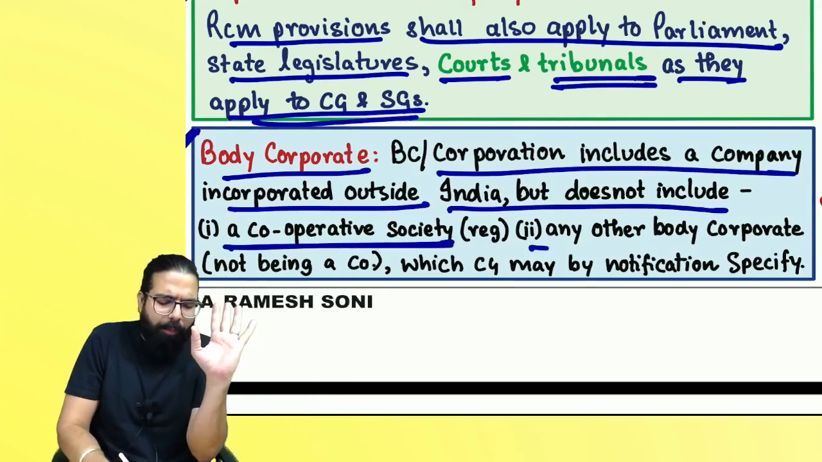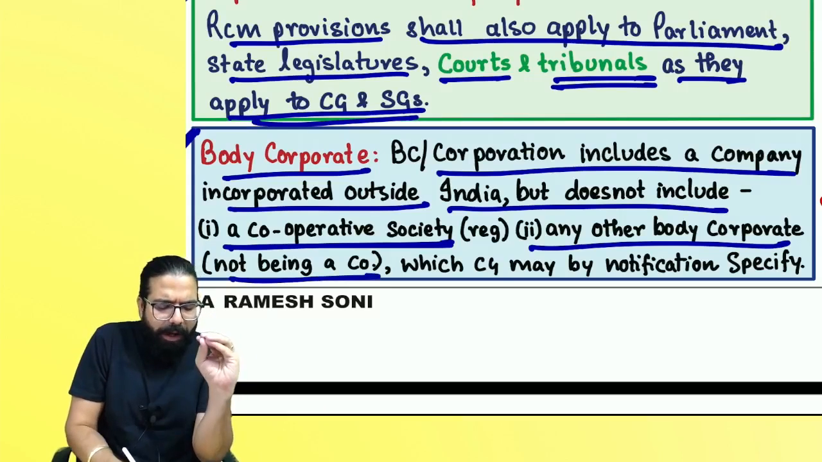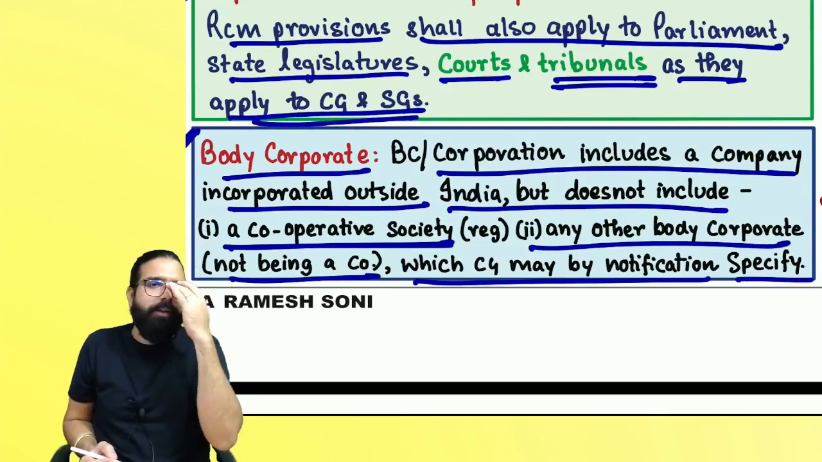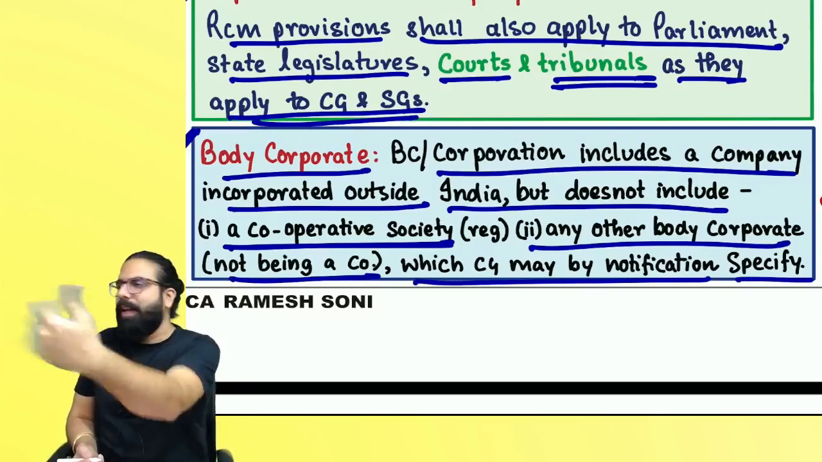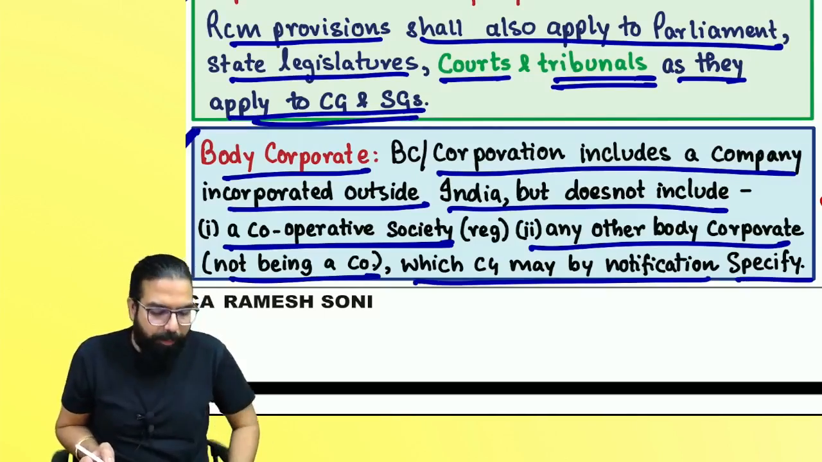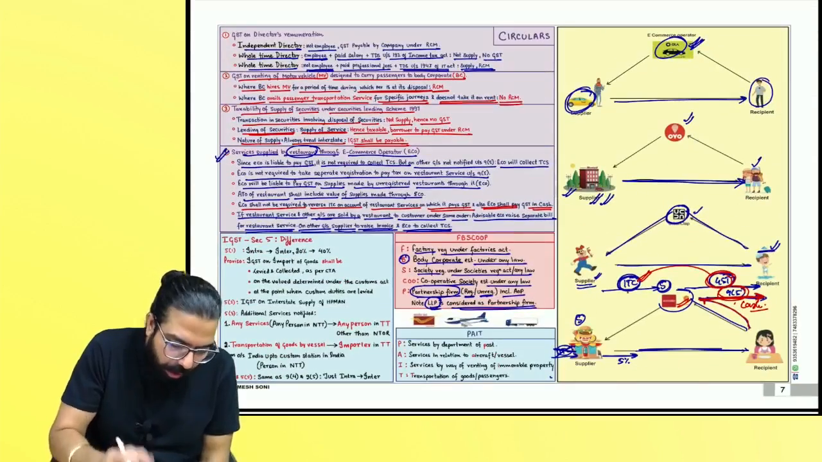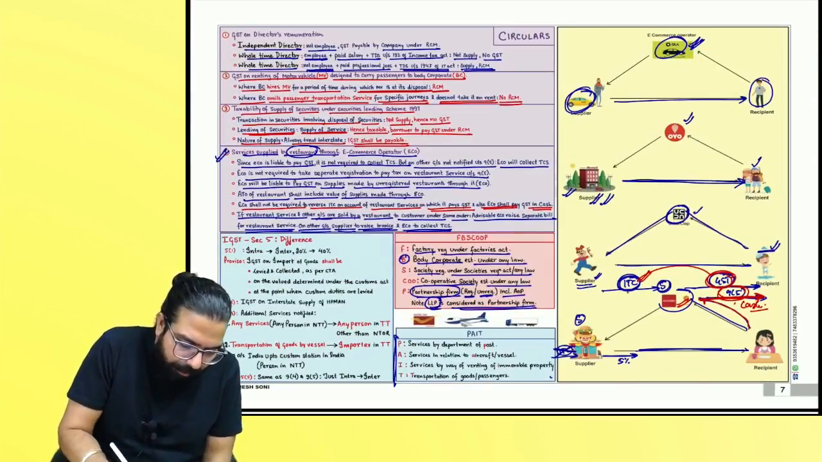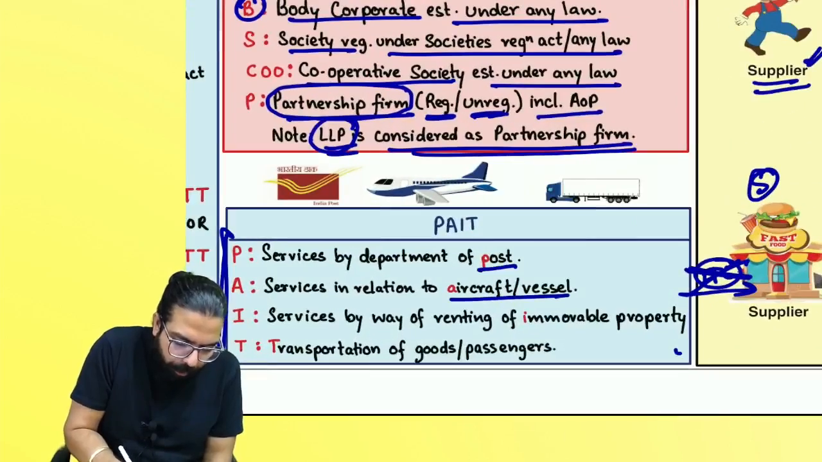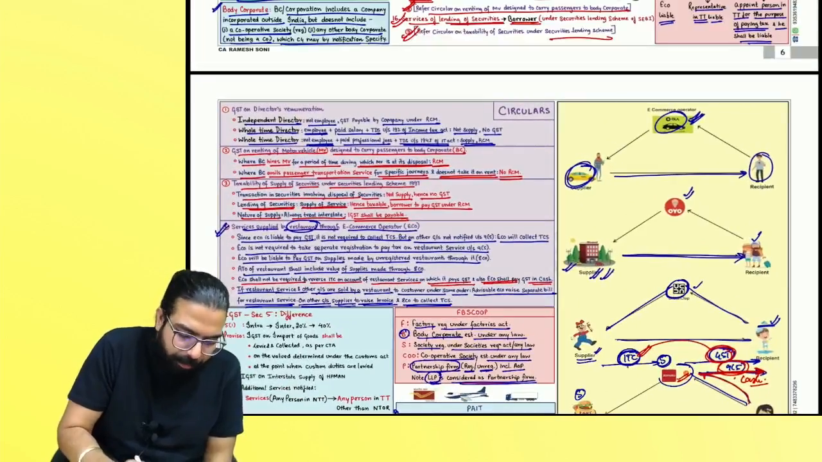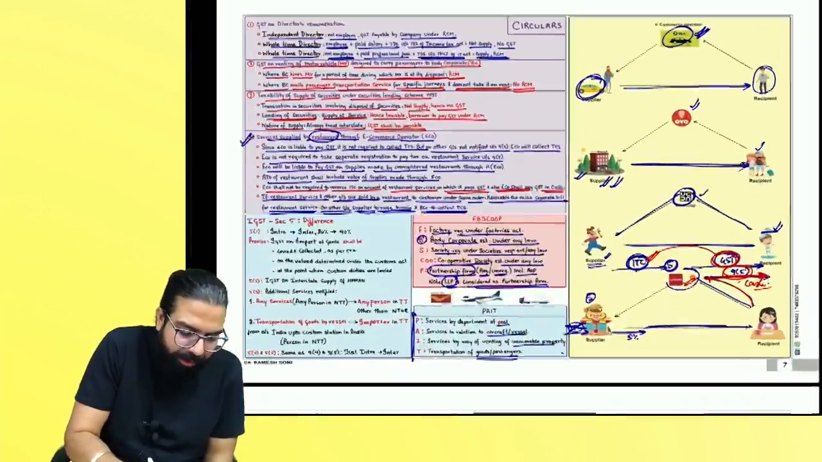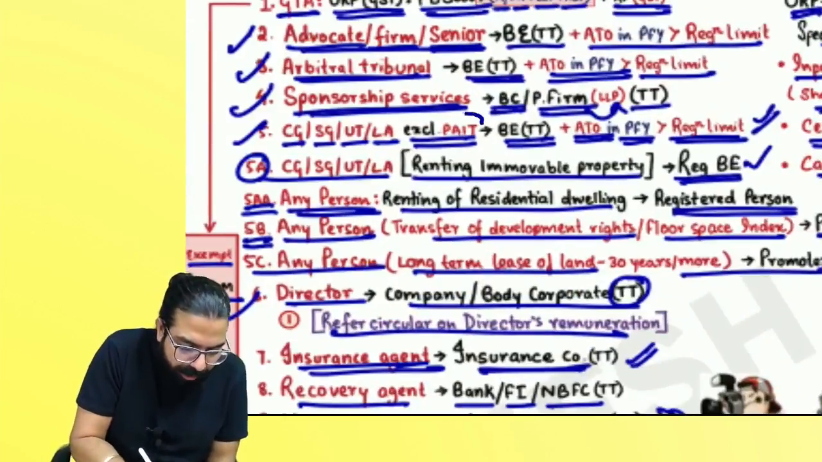And if any other body corporate, not being a company, which the government may by notification specify, if government specifies something, then that will also not be a body corporate. Can we go ahead, everyone? Now, if you go down, PIT I have written: post, airport or aircraft or vessel, immovable property, and passenger related PAIT, transportation services. This mnemonic is to be used over here.